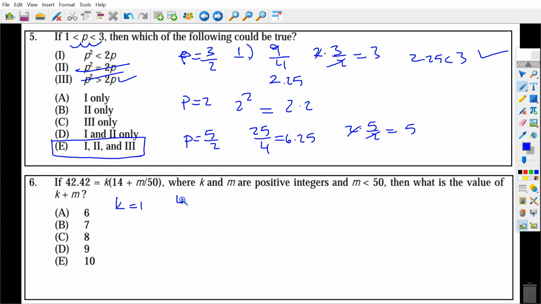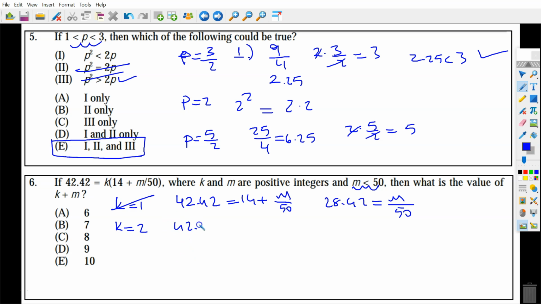All right. So 42.42 will be equal to 14 plus m divided by 50. And from here, if I subtract 14, we get 28.42 equals m divided by 50. So if you multiply 28.42 by 50, clearly it's going to be a number way bigger than 50, because we have this restriction: m cannot be bigger than 50. So k cannot be equal to 1. All right, so let's try if k is equal to 2.